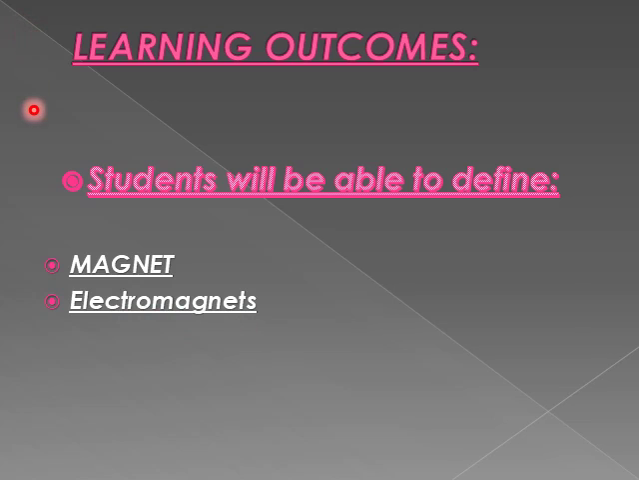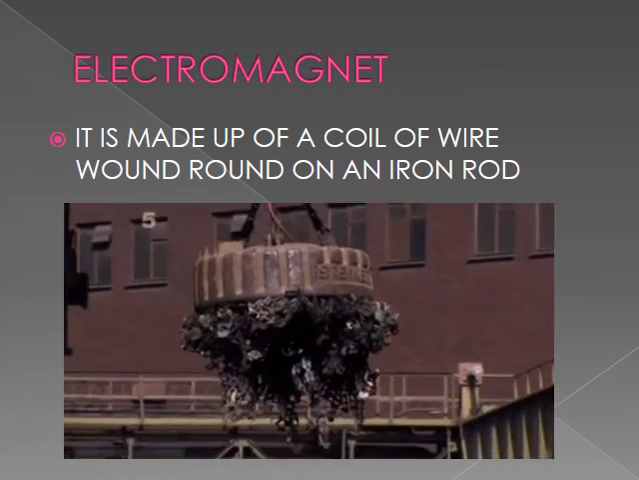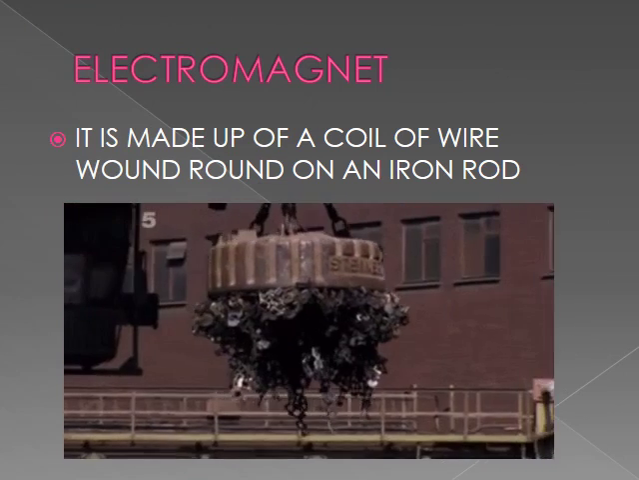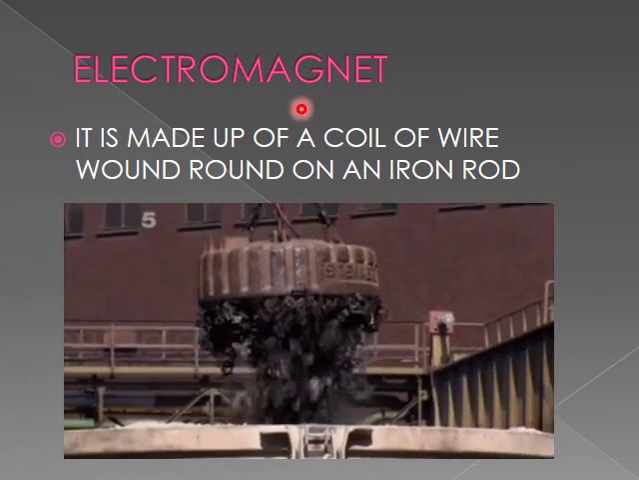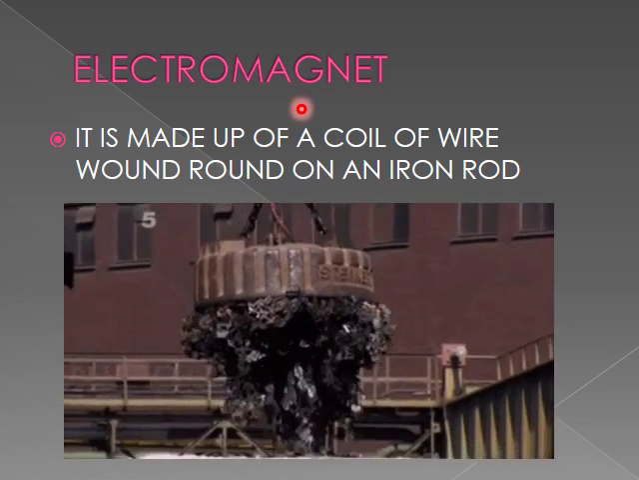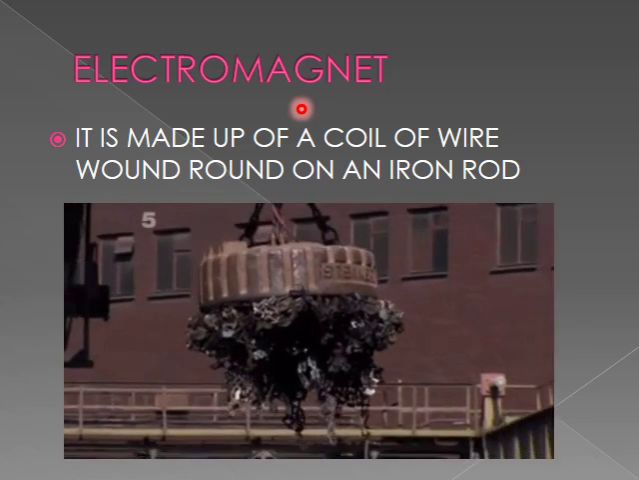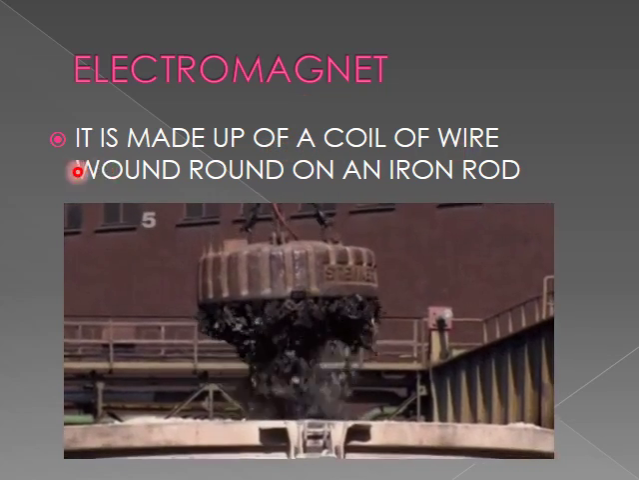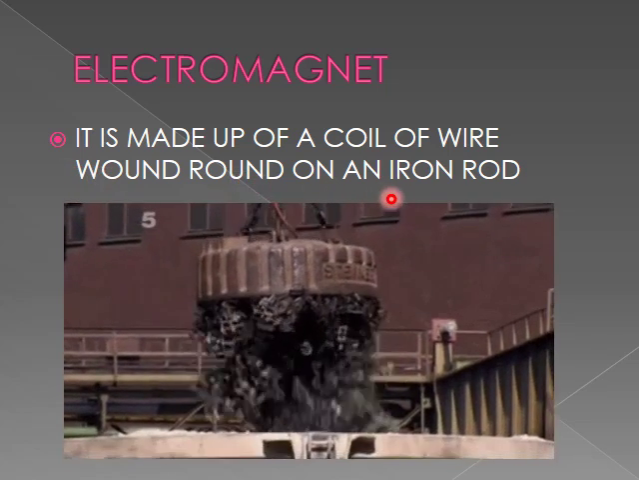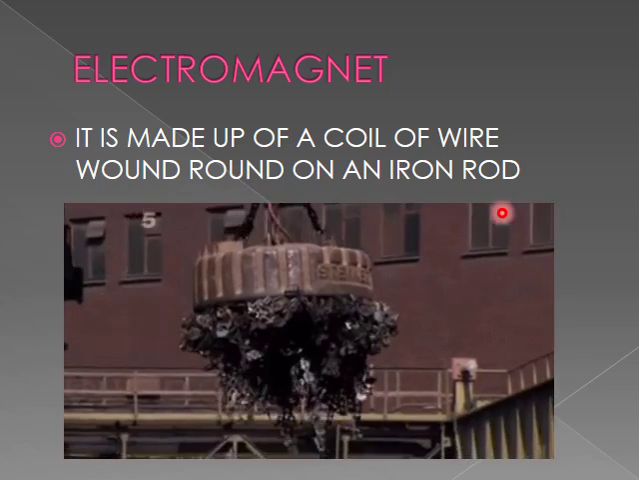So my dear students, here are the two outcomes for you: what is a magnet, and second, what is an electromagnet. So my dear students, here is the electromagnet. What is an electromagnet, my dear students? Yes, an electromagnet is made by a coil of wire wound around an iron rod. So this is called an electromagnet.